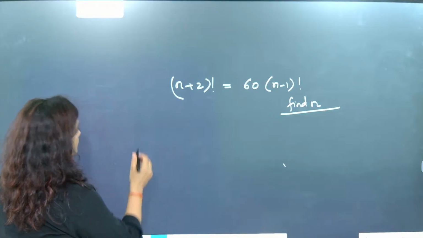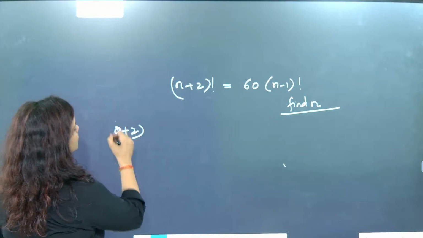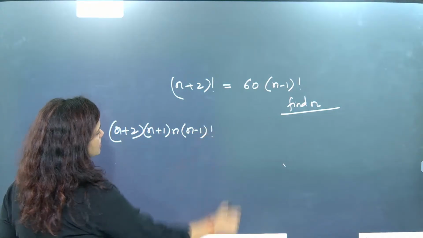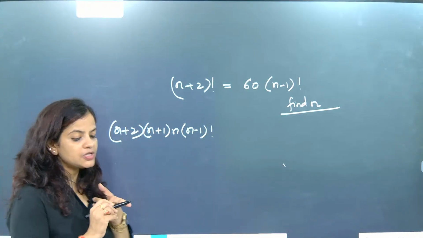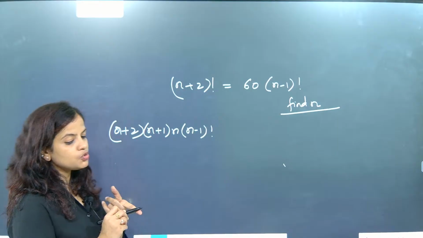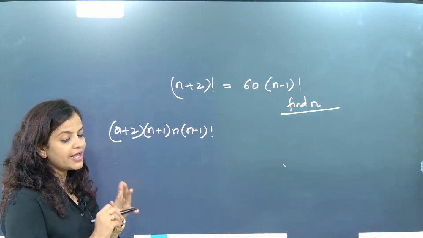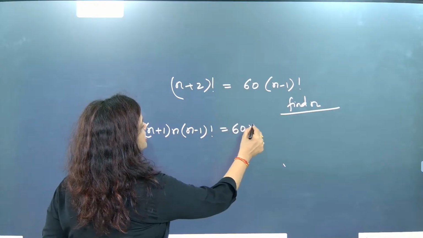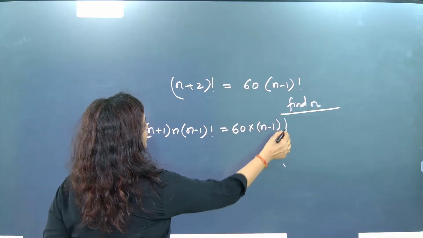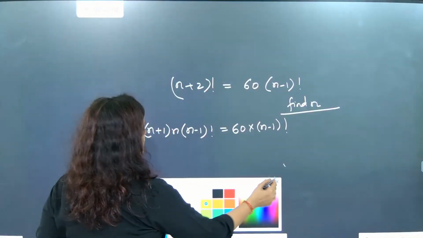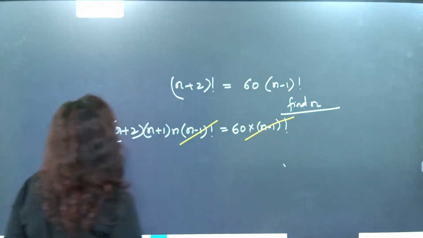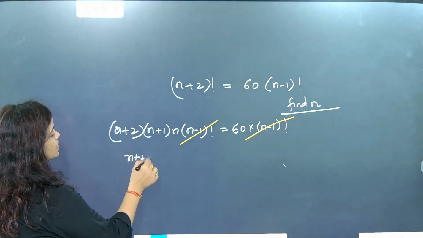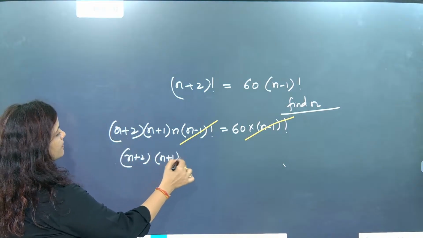Now look here, beta. n+2 is the bigger one, so n+2, n+1, n, and after it comes (n-1)!. So (n+2)! becomes (n+2)(n+1)(n)(n-1)!. And here it is 60 into (n-1)!. Left and right cancellation: this and this get cancelled. Now what is left, don't touch this corner: (n+2)(n+1)n.